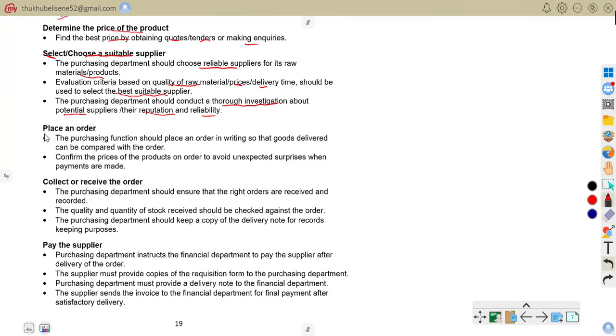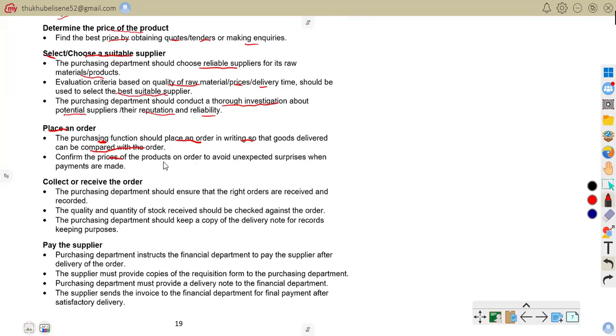Now you are to place an order. So that is why I say the purchasing function should place an order in writing so that the goods delivered can be compared with the order. So make sure that it is in writing so that when the goods are delivered, now you can compare whether this is what you ordered or not.